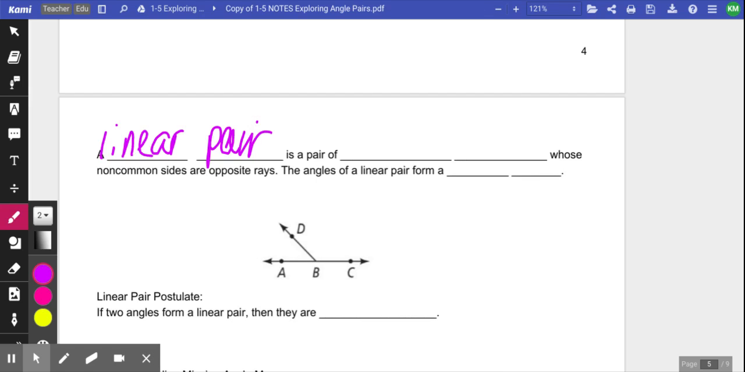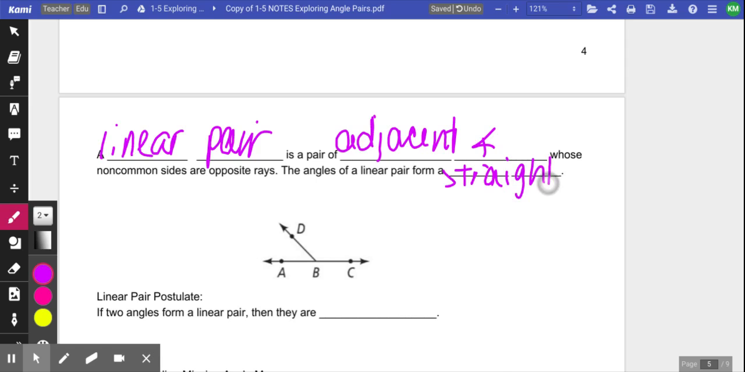A linear pair is a pair of adjacent angles whose non-common sides are opposite rays, and the angles of a linear pair form a straight angle. Okay, so here's the thing. If 2 angles form a linear pair, then they form a straight angle, so they sum to 180. They're supplementary.